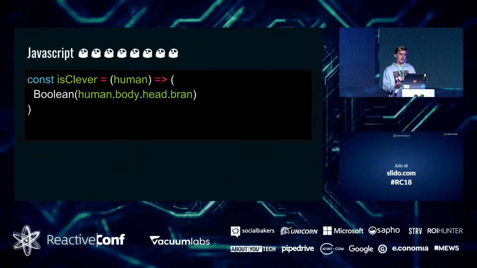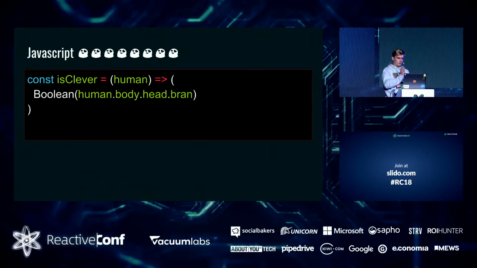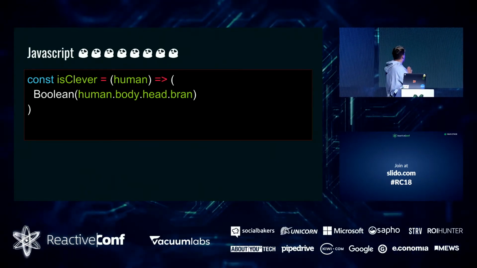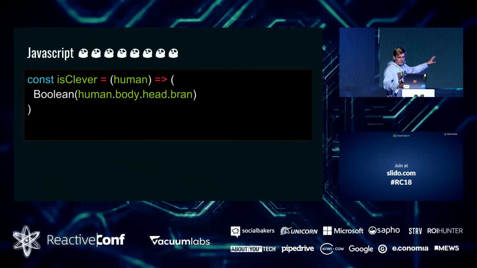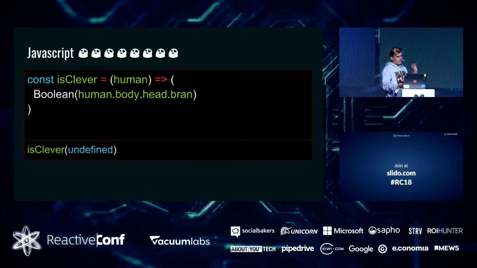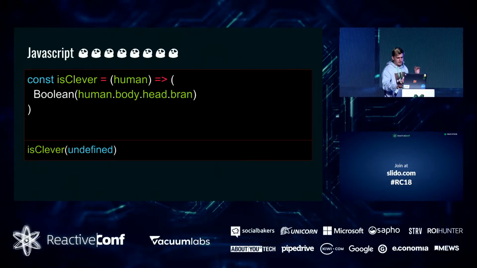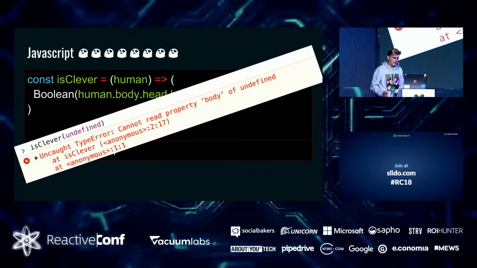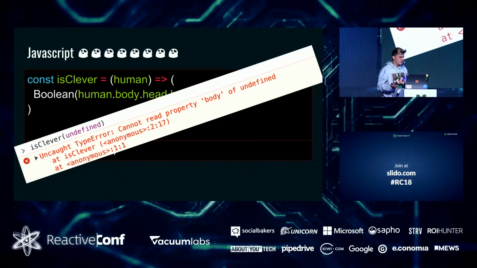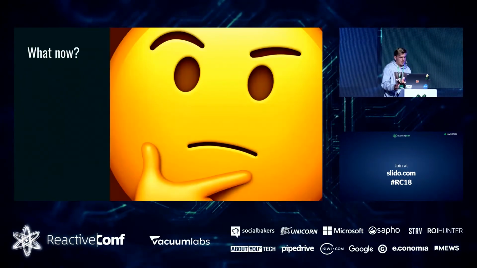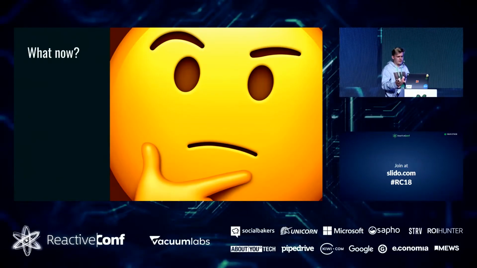Okay, so everyone loves JavaScript. JavaScript is super awesome and cool. And this function is really readable and awesome. But if we call this function with a bad argument, it will throw a runtime error, as we expected. And runtime errors, you know, we don't want them. So how can we fix it?